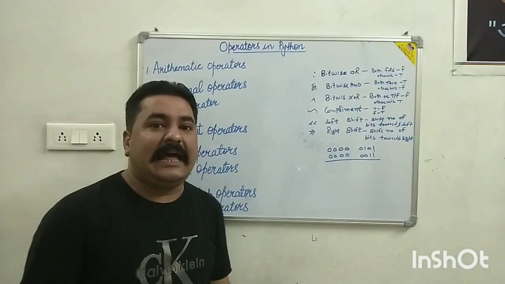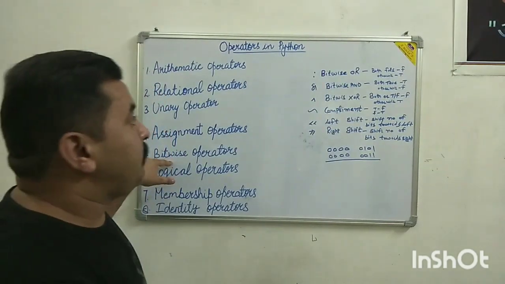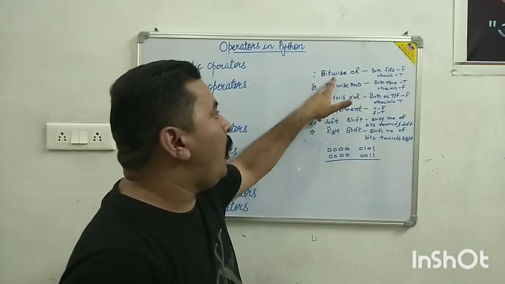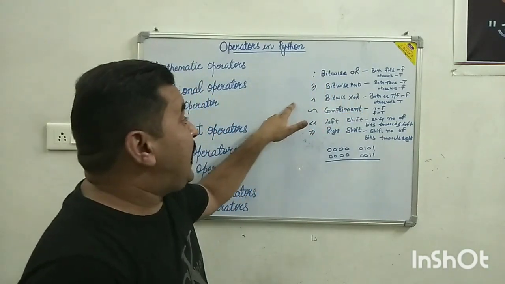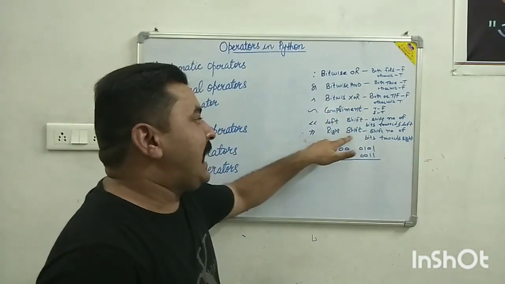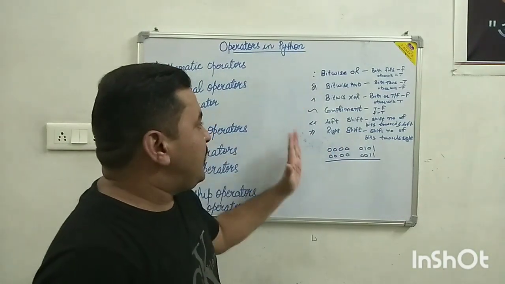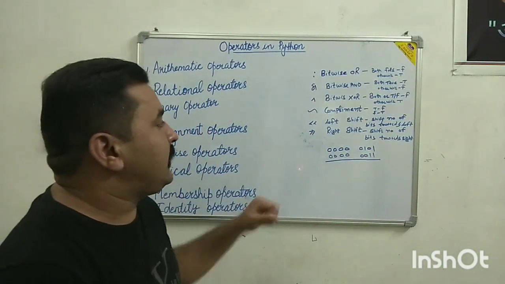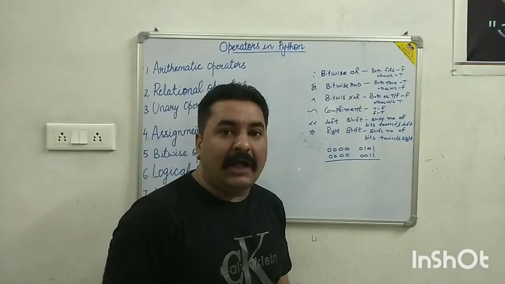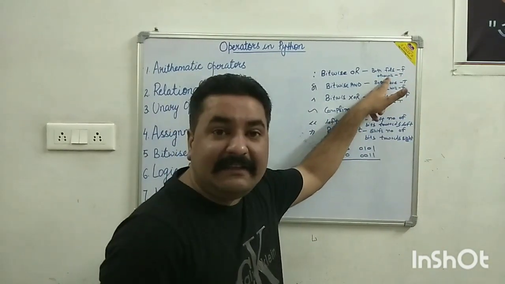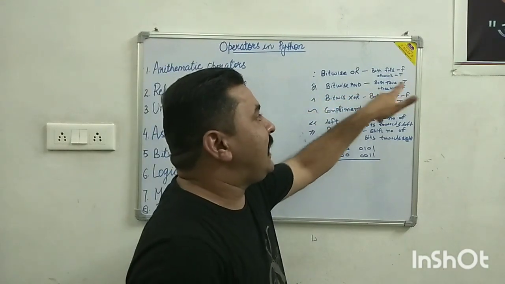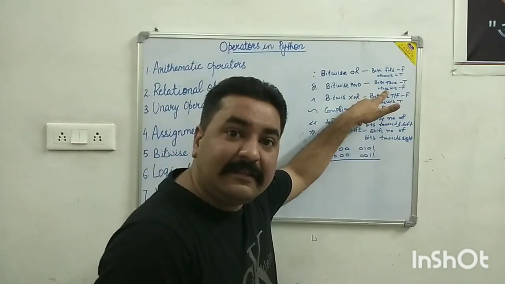Then the next operator is the bitwise operator. In bitwise operators, as I have already written on the board, the operators are bitwise OR, bitwise AND, bitwise XOR, bitwise complement, left shift and right shift. These are the various terms which we use in bitwise operators. Bitwise OR means if both the values are false, then it is false, otherwise it is true. Bitwise AND means if both the values are true, then it is true, otherwise it is false.